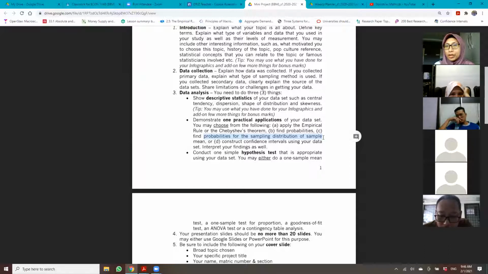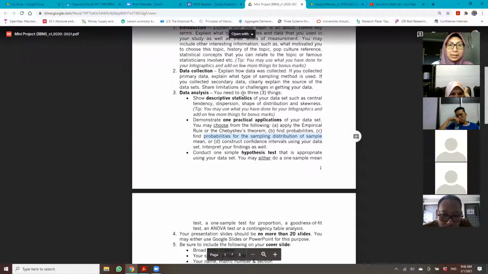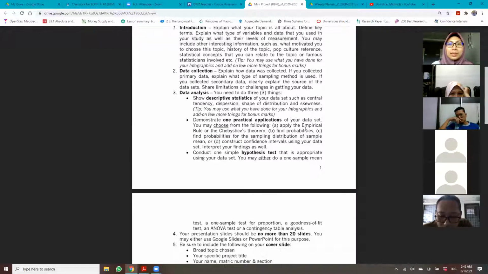For those of you who have done your assignment one, you actually have done this now. Probabilities for sampling distribution sample mean. Okay, if you're still confused, what's the difference? What's the difference between ordinary probability, finding the normal probability, or finding probabilities for sampling distribution sample mean? The difference is this.